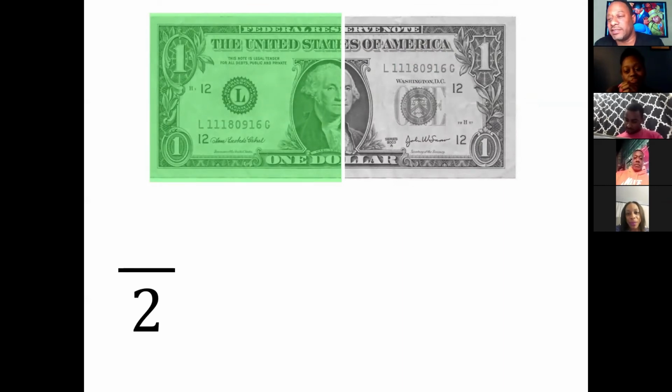I can't say your last name, so I'm gonna say Mia. What would the numerator be? 1. Correct. Shaded in 1/2 of the dollar.